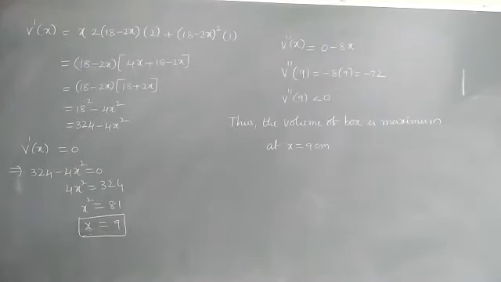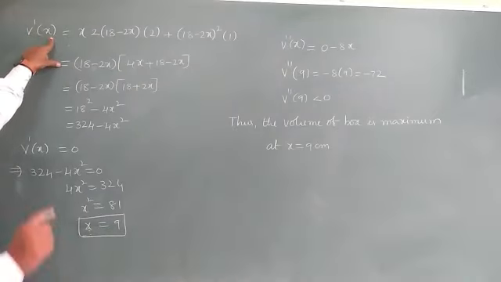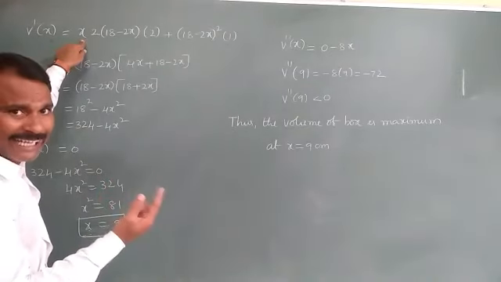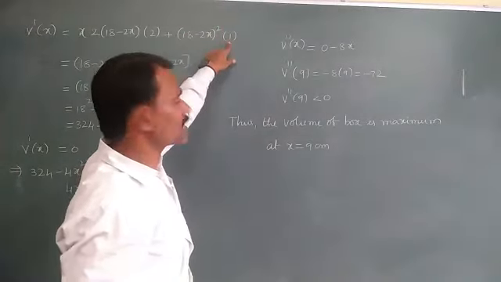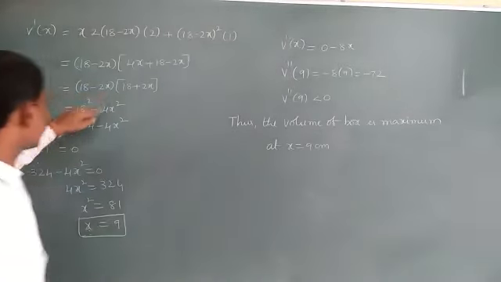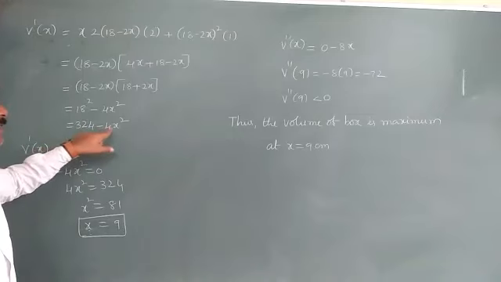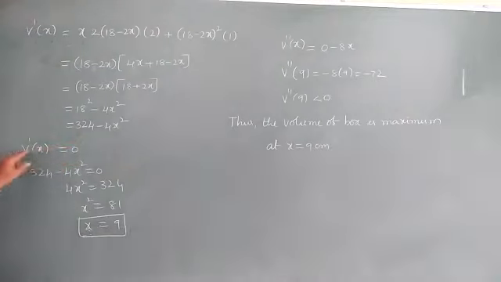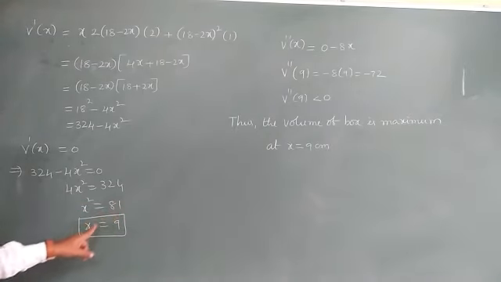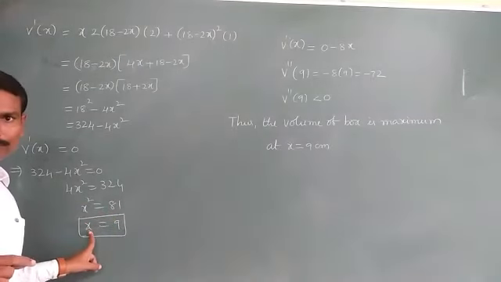Just take the derivative of V of x. V dash of x equals, again it comes like f of x into g of x, x into the derivative of (18 minus 2x) whole square plus (18 minus 2x) whole square into the derivative of x, which is 1. If you calculate it in a simple way, we get 324 minus 4x square. And V dash of x equal to 0 means 324 minus 4x square equals 0, so x square equals 81, x equals plus or minus 9.